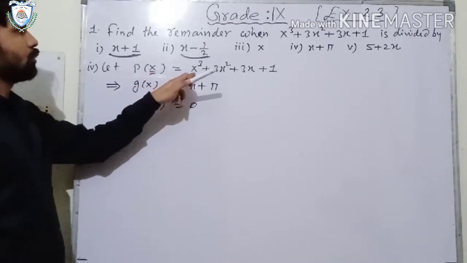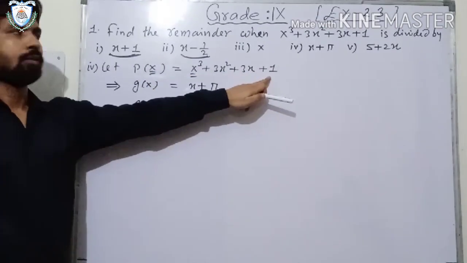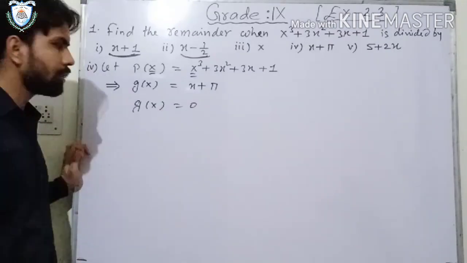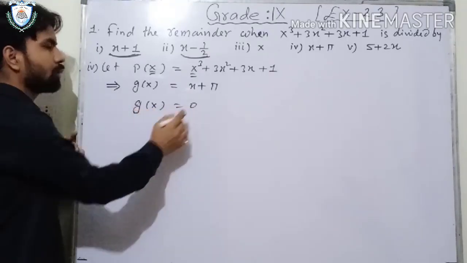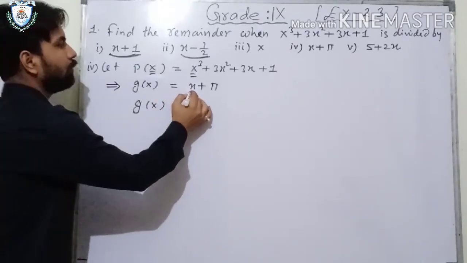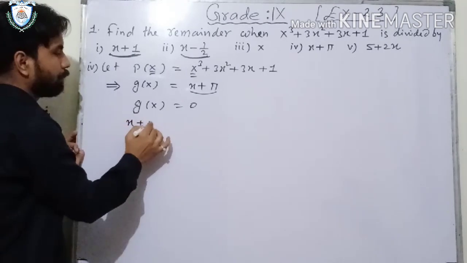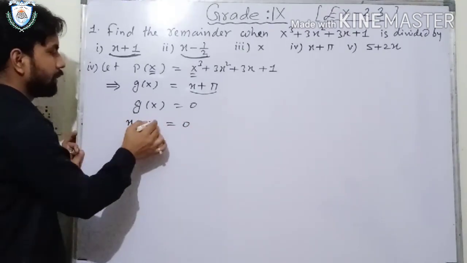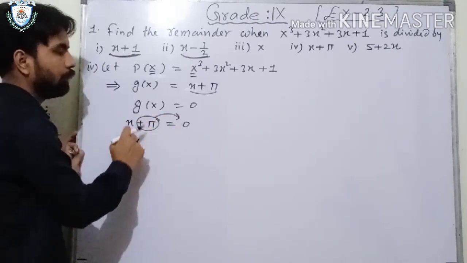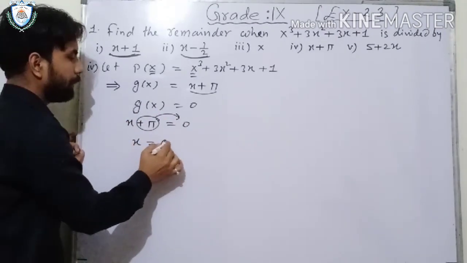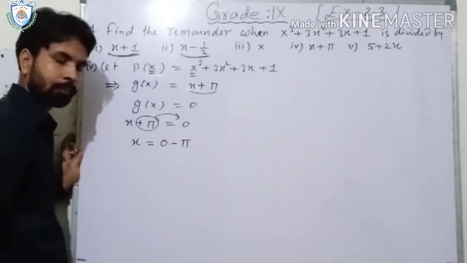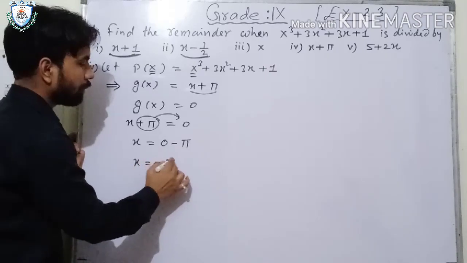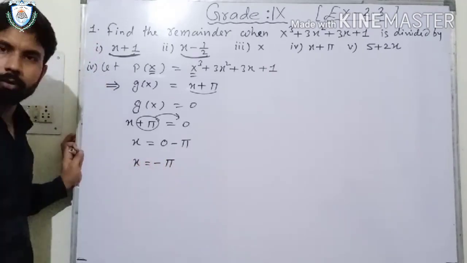P of x is x cube plus 3x square plus 3x plus 1. For the fourth part, g of x is given as x plus pi. The very first step: g of x equals 0. The value of g of x is x plus pi, so x plus pi equals 0. From here, to find x, this positive pi will move to the right-hand side, so it will be 0 minus pi. So x equals 0 minus pi, which gives minus pi. This is the value of x.